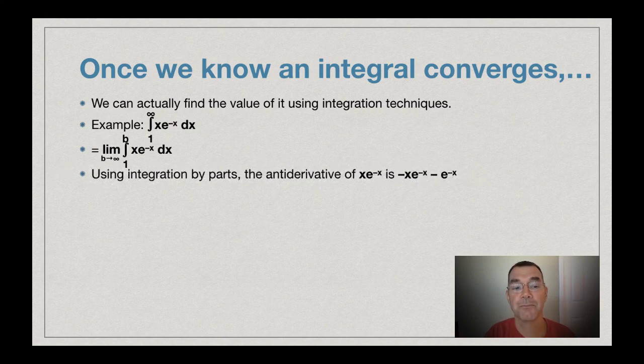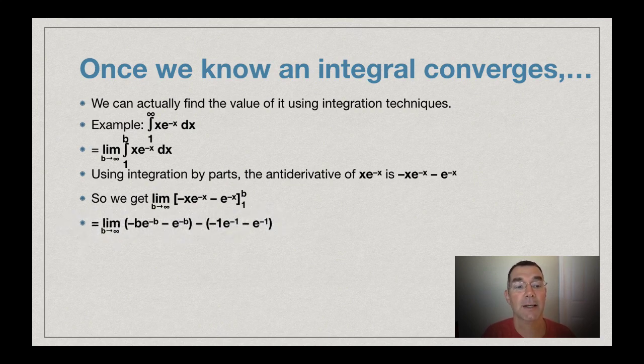So if I do integration by parts, which I talked about in a previous lesson, the antiderivative of that is going to be negative x e to the negative x minus e to the negative x. And if you're unsure as to how I got that, we can go over that in class as well, or you can always go back to the video on integration by parts. So what we get is the limit as b goes off to infinity of negative x e to the negative x minus e to the negative x.